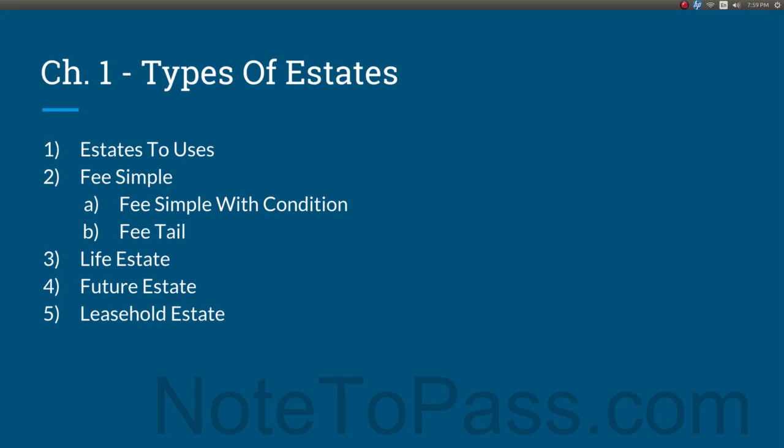Okay, now the first one is estates for uses. As the name suggests, estates for uses provide property to occupy but don't provide any ownership rights. For example, if a son gives his house to his father without any money, rent, or any compensation.